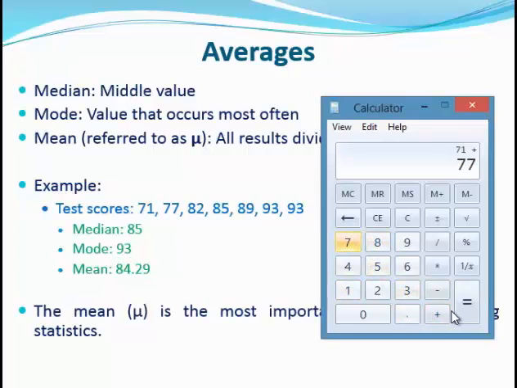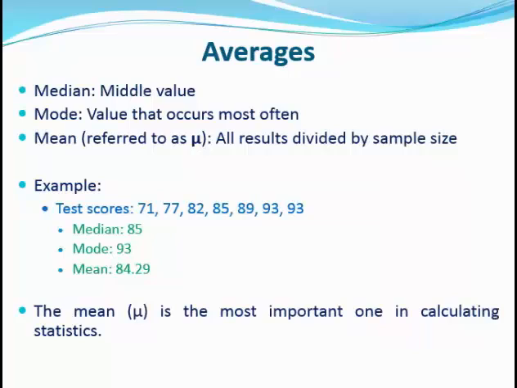71 plus 77 plus 82 plus 85 plus 89 plus 93 plus 93 is 590. Divide that by your sample size, which is 7, and you have 84.285. I rounded it off to 84.29. That is the mean, and the mean is by far the most important one when it comes to calculating statistics. That doesn't mean that it's always the best determiner.